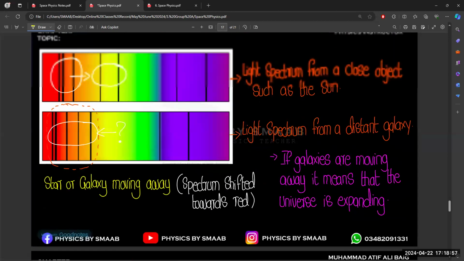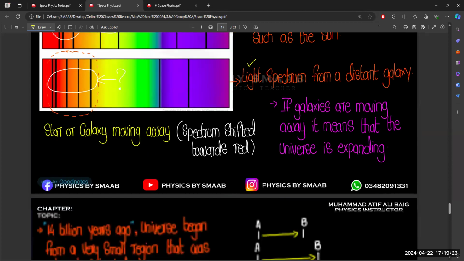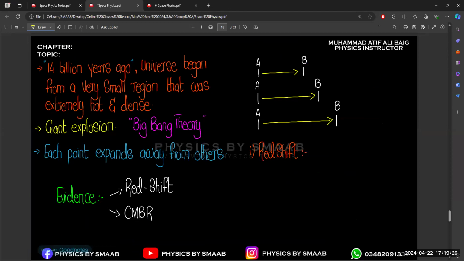So in these two diagrams, we discuss when light is coming from the near object and when light is coming from the distant galaxy. When light is coming from the distant galaxy, we will get more lines in the red region, just like this second point. And when light is coming from a near body, just like the sun, the spectrum will be completely different from the other. So redshift provides the evidence for the Big Bang theory because it is observed.